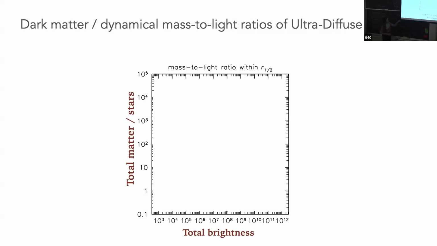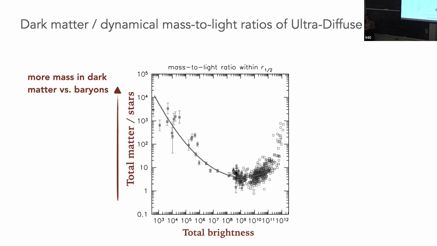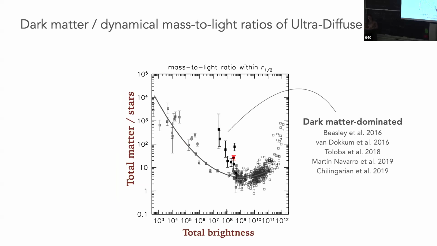Okay, so let's look at the total matter over stars. So more dark matter is here as a function of total brightness. This is how it looked before we started looking at a lot of these ultra diffuse galaxies at a brightness of roughly 10 to the 8. Many of the first follow-up studies found that these galaxies are very dark matter dominated, okay?